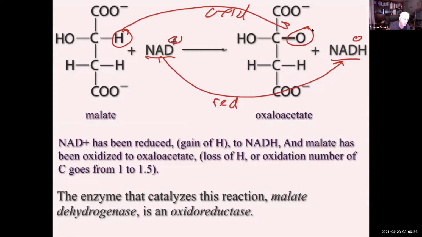Malate has been oxidized to oxaloacetate. Okay, loss of hydrogen, gaining of oxygen. So the enzyme catalyzing the reaction is malate dehydrogenase. It is an oxidoreductase enzyme called malate dehydrogenase because it causes oxidation and reduction in the reaction.